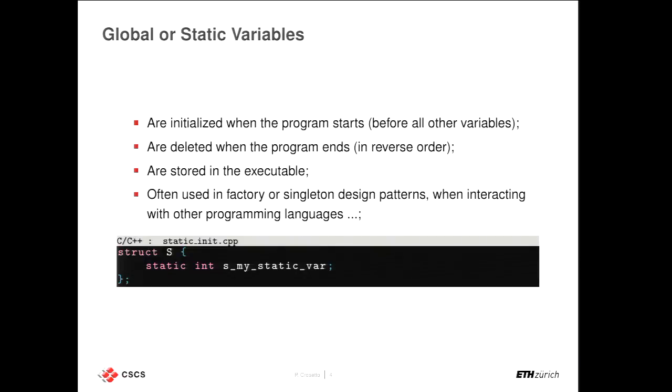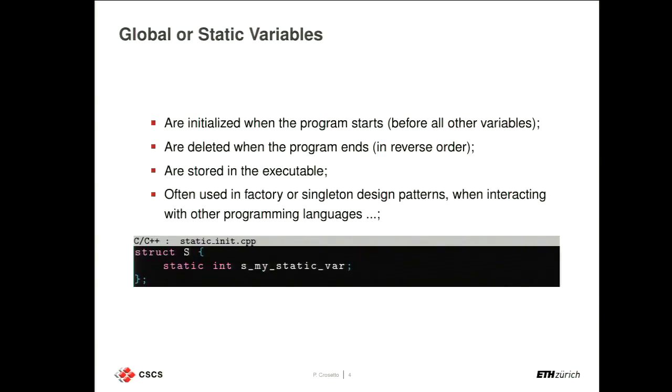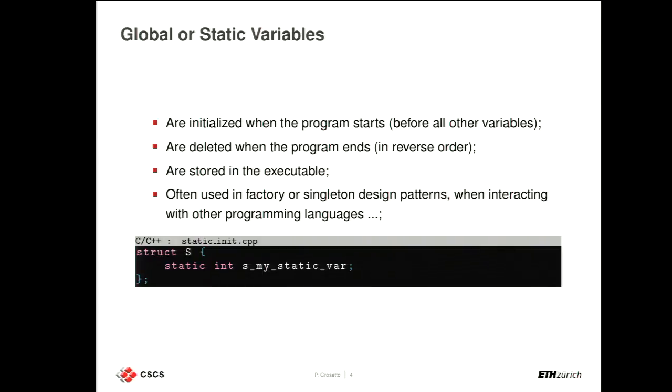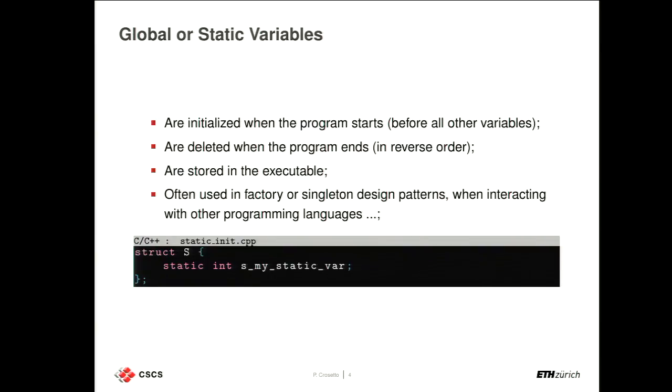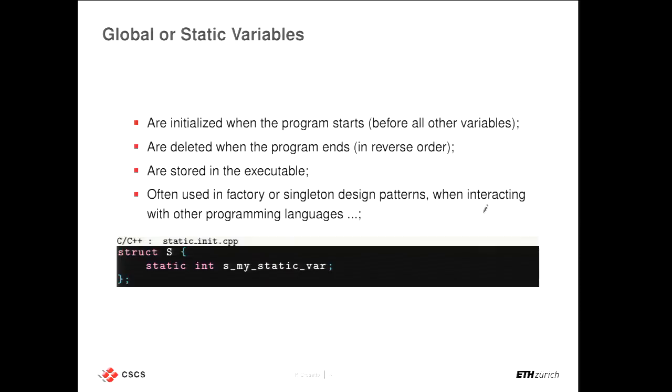It's true, but it happens that you might work on a program or a library that uses static variables, and they can be useful. So you might want to use them. For instance, in implementing design patterns like factory or singleton, and interacting with other programming languages. If you're working with Fortran code, it might be useful to instantiate global variables.